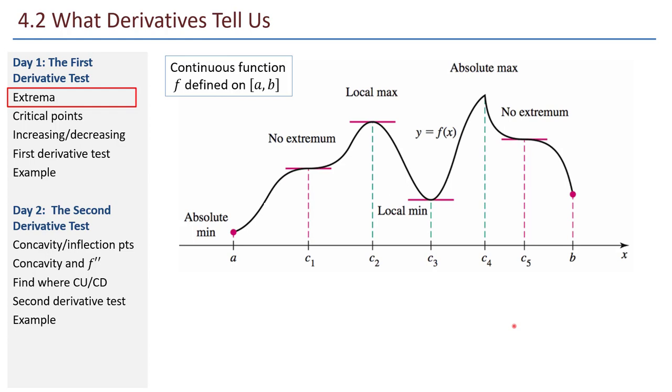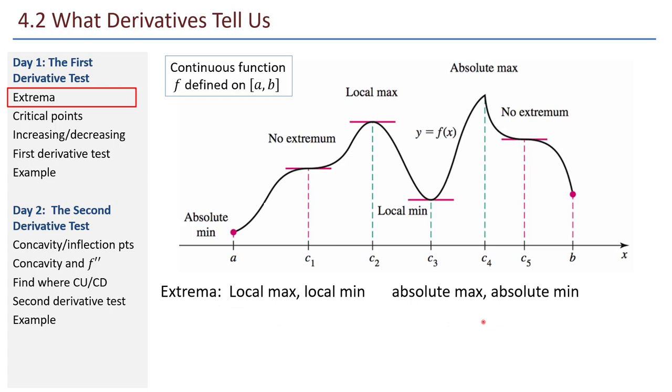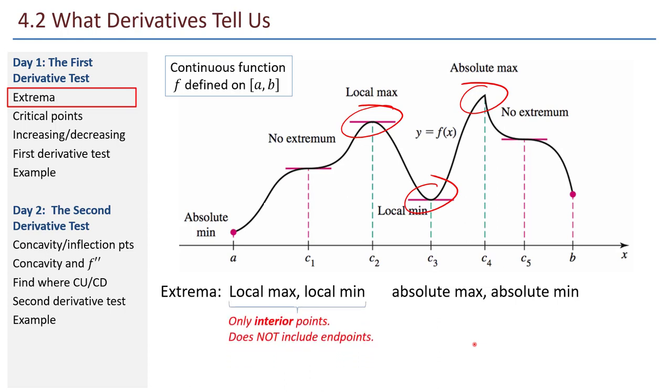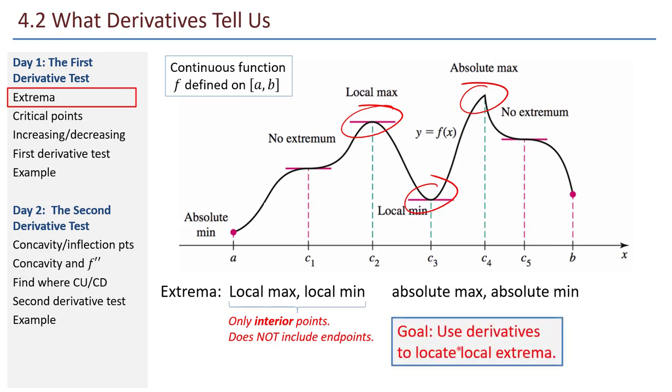Suppose we are given a continuous function defined on a closed interval from a to b. This function has extrema, some maxes and mins. And there are two types of extrema. There are local maxes and mins and absolute maxes and mins. So I have an absolute min here, an absolute min there. And I have local maxes and mins. Local maxes and mins won't ever occur at endpoints. So our goal, use derivatives to locate local extrema.